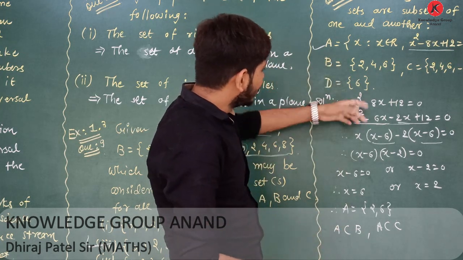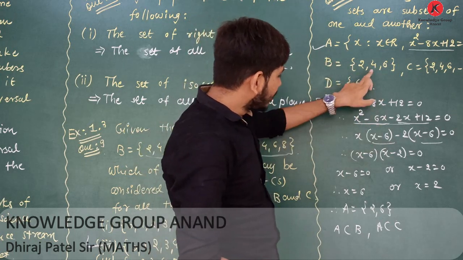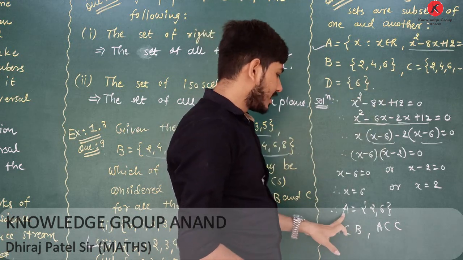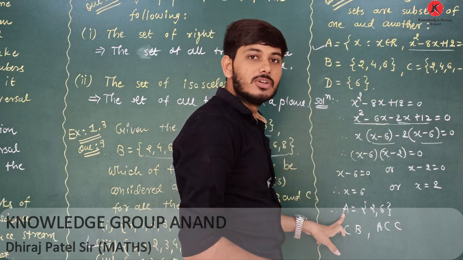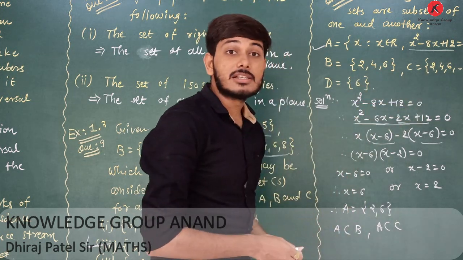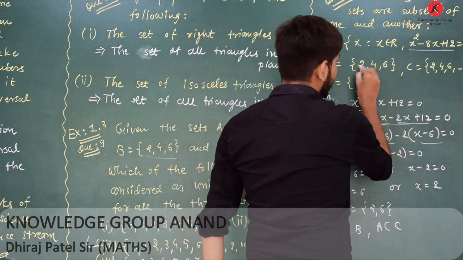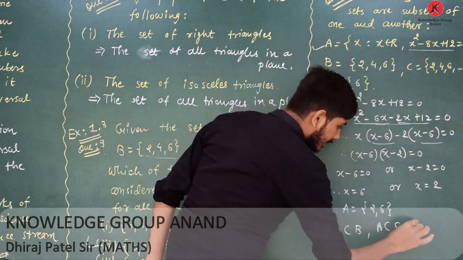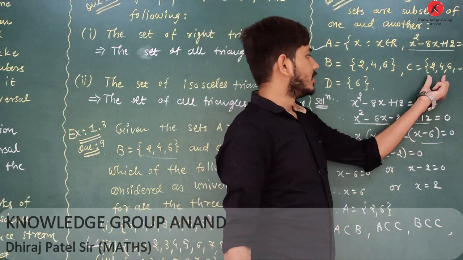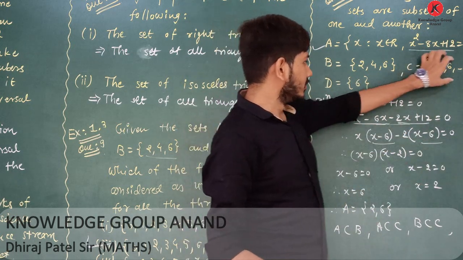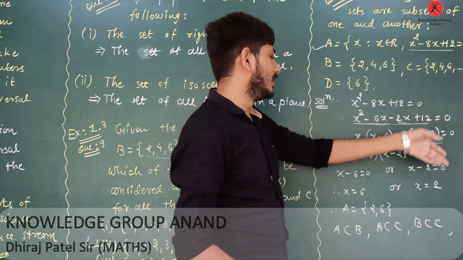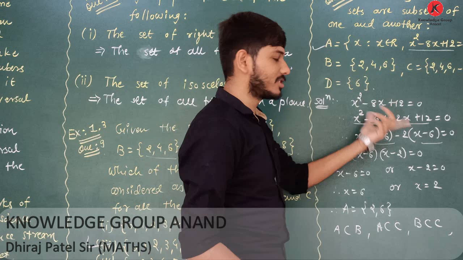As the next one, consider set B. Is set B a subset of set A or not? Set B has 4 but set A does not contain 4. Therefore B is not a subset of A. But B is a subset of C, as all the elements of set B are in set C. Next one, C. C is the biggest set among the given sets. Therefore C cannot be a subset of any set A, B, or D.